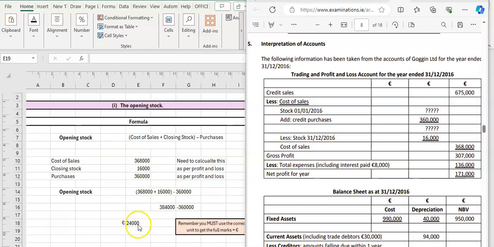And remember, it's 24,000 euros. So make sure you use the correct unit when you are calculating your opening stock. Remember, we're working backwards to calculate our opening stock, so we need to add our closing stock on and take away our purchases because we're going backwards. And that's the first adjustment for Goggin 2017.